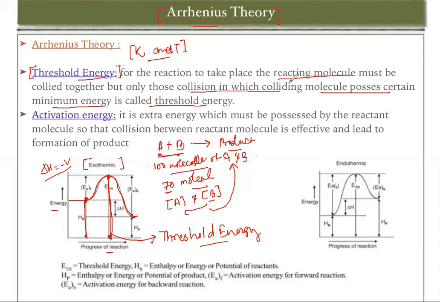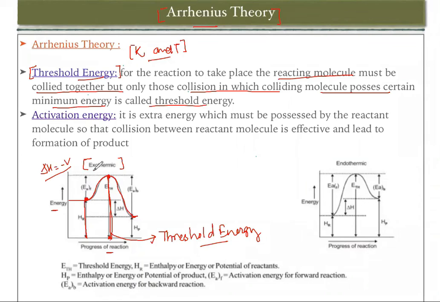See, the statement says that for the reacting molecules to take part in the reaction, the molecules must collide, but only those collisions in which the colliding molecules possess a certain minimum amount of energy. So this is the certain minimum amount of energy possessed by A and B. Here one reaction is exothermic, and another is endothermic. Similarly, for an endothermic reaction, we know that delta H is positive.